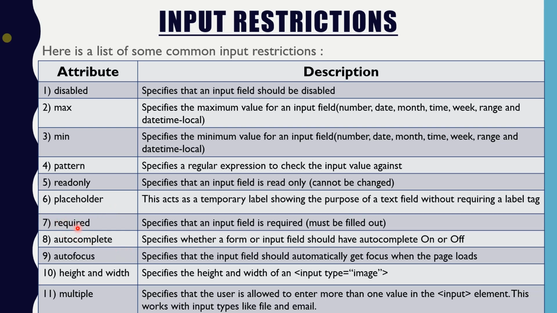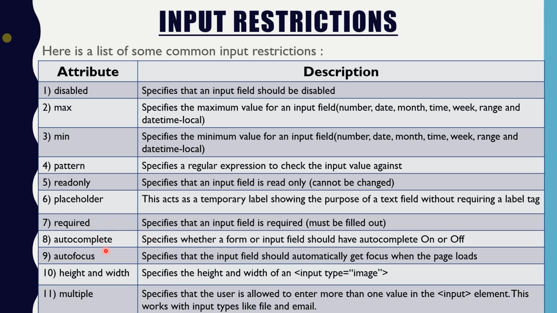Next one is required. Required specifies that an input field is required, must be filled out. So whenever the field is required, that time a user has to compulsorily fill that field. Otherwise the user will get an error that please fill the field, required field. Okay, so you might have seen that when you're filling the form, some fields are marked with a red asterisk mark. Those red asterisk mark fields are compulsory. If you are not filling that field, then the form is not going to proceed further. So you are going to get an error that please fill this field. Those are all required fields.